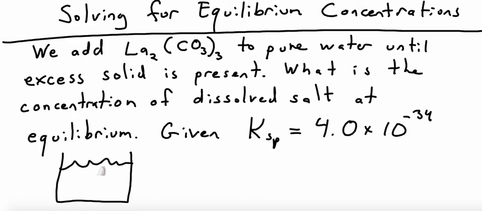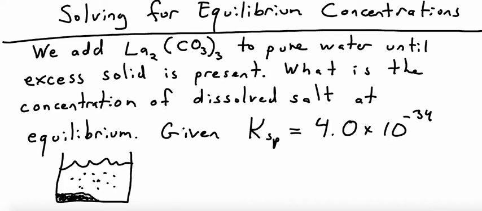So we've got a beaker of water. We start adding in lanthanum carbonate, and some of it dissolves, but we keep adding until we get some excess solid down here that precipitates out. Notice we don't have to add very much to get that to happen because it's not a very soluble salt, right? This is a pretty small equilibrium constant.